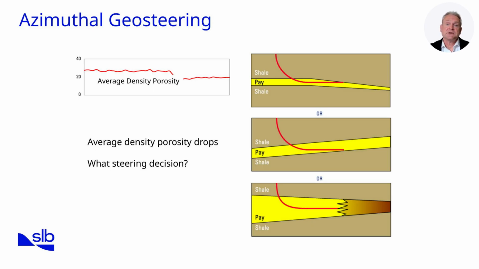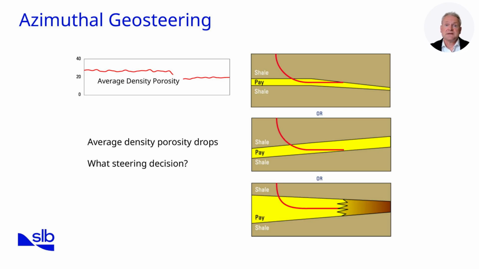The key steering question is, are we drifting above the reservoir, dropping below it, or pinching out? Azimuthal logs help answer this by showing not just average values, but their orientation relative to tool face. By analysing porosity or resistivity variations around the borehole, we can determine whether the well needs to be steered up, down, or held steady. The advantage here is increased steering accuracy, particularly in thin or dipping reservoirs where conventional logs may not provide sufficient resolution.